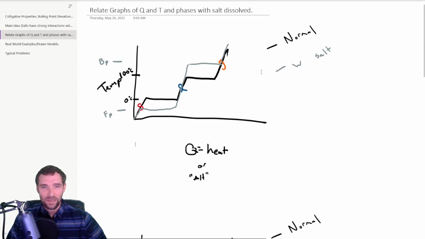And you could imagine if you add more salt, it's going to make this go up higher and lower. Or if you've got salt that gives off more ions, it's also going to be higher or lower because there's more things to interact with, right?